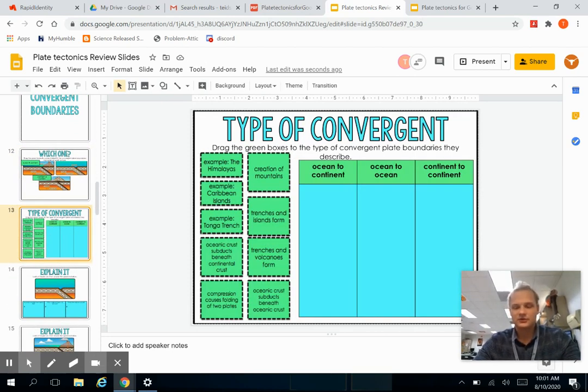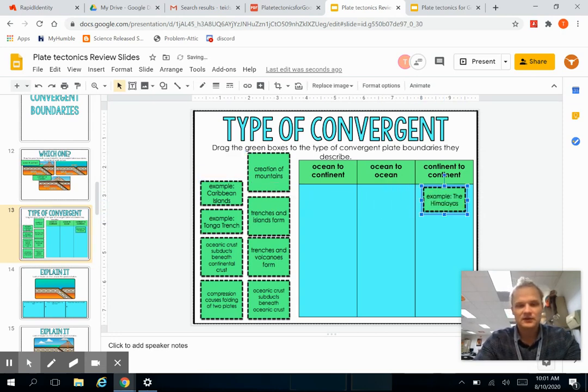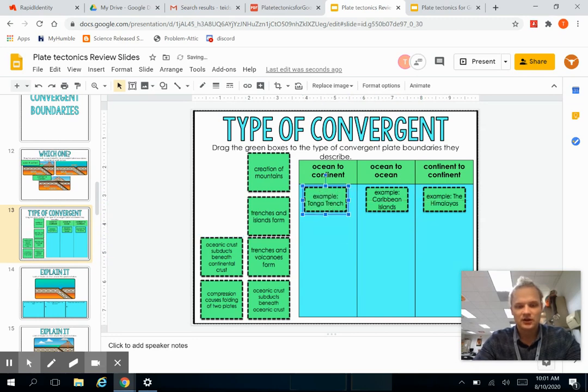So the type of convergent plates: ocean to continent, ocean to ocean, continent to continent. So for example, the Himalayas is going to be continent to continent, creating mountains. The Caribbean islands, okay, way out there, that's going to be ocean to ocean. Usually trenches are going to be ocean to continent. Oceanic crust subducts beneath continental crust, so that'd be ocean to continent.